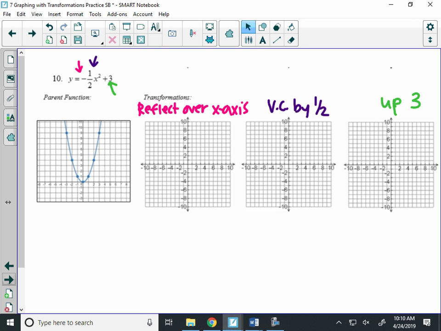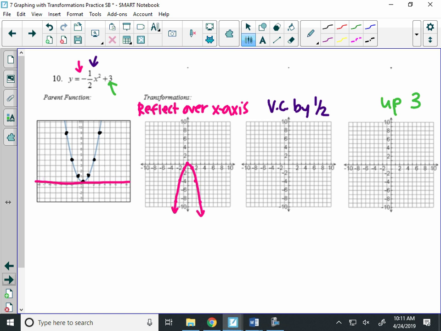So you're given the parent function if you need to darken in the dots to see. You can take each of those dots to start and reflect over the x-axis. That's the horizontal axis here. So everything just goes upside down. If you need to pause this video to make sure that you plot those points correctly, go ahead.